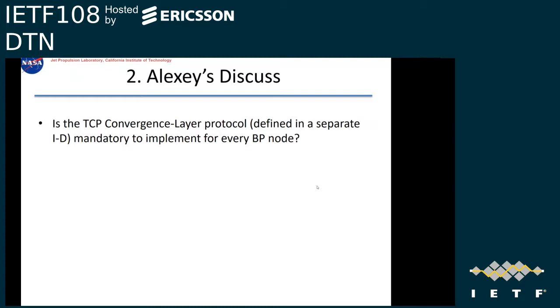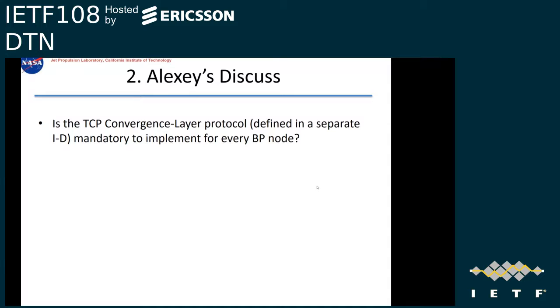If you're not running BP over the internet, and in fact you will not be running over the internet much of the time because it's running on space protocols, then it seems a little draconian to require that the TCP convergence layer protocol be part of the implementation of a BP node that is running on a spacecraft on its way to Jupiter. Okay, Scott, and Magnus, you're about to say something?